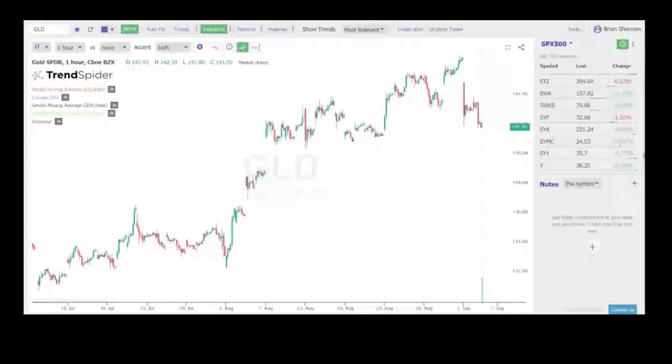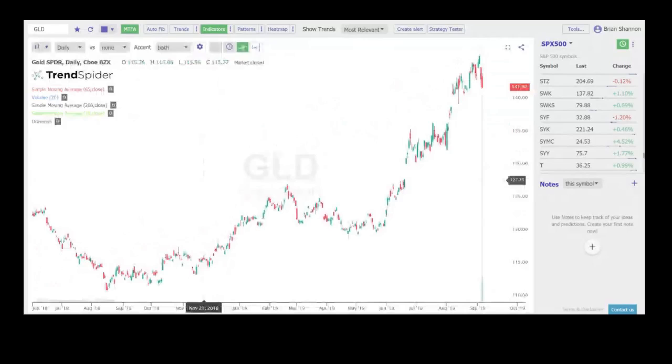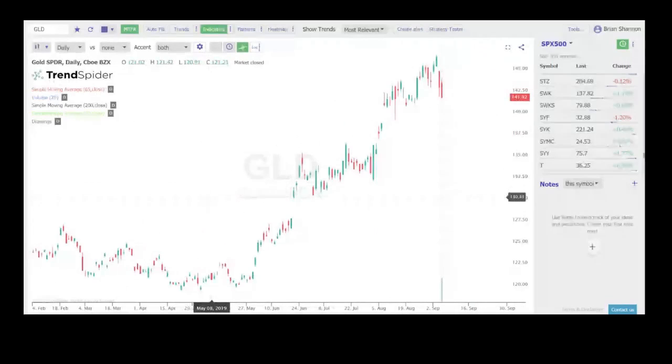So gold, first of all, for a swing trade, I think you always want to ask yourself, where has something come from? Where does it have the potential to go? We've just gone from 120 to 145, 146. The move began right here. So that's most likely going to be an important level to watch.